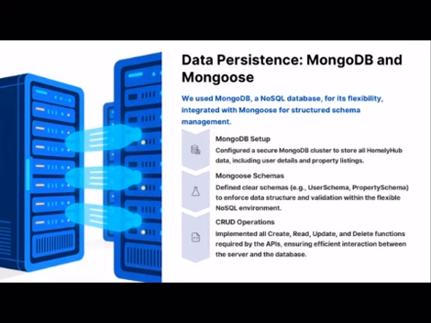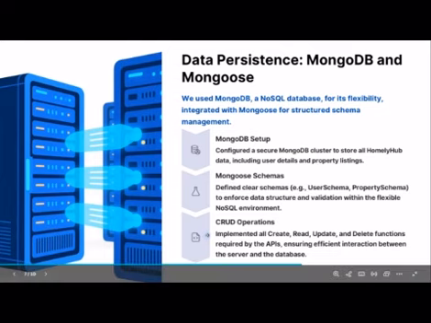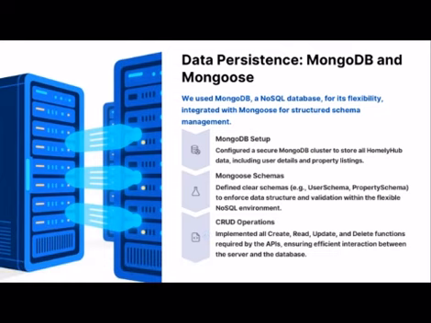As we know, it has two main models: a user model and a property model. The user model was used for storing the user credentials and all the profile information, while the property model is for storing details like title, description, rent, location, and images.